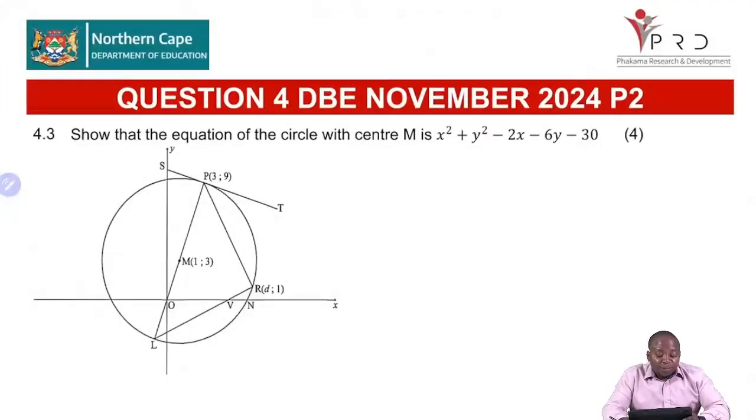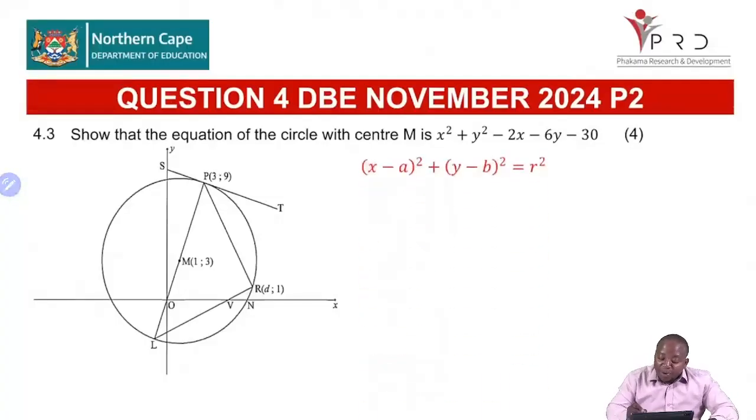Now let's move on to question 4.3, grade 12, let us go through it. It says, show that the equation of a circle with center M is x squared plus y squared minus 2x minus 6y minus 30. So already our equation of a circle is (x minus a) all squared plus (y minus b) all squared equals r squared.